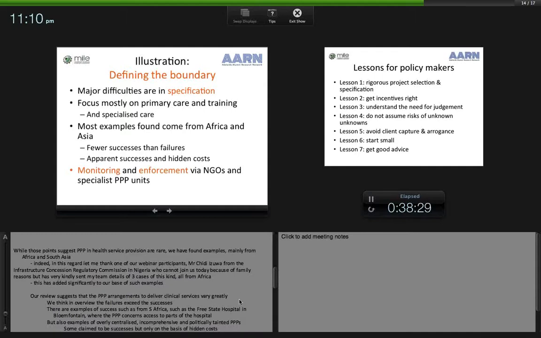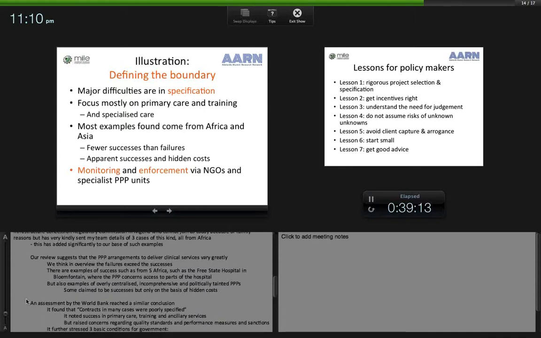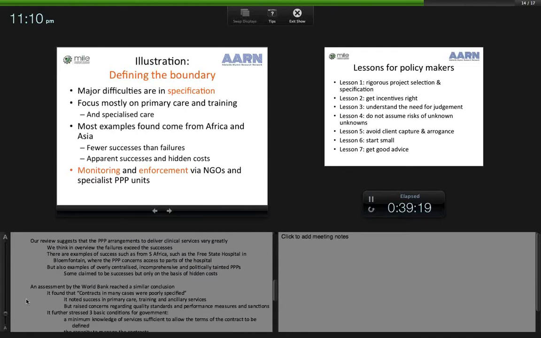But let me give you our overview of our review of these cases, which suggests that the PPP arrangements to deliver clinical services vary greatly. We think in overview the failures do exceed the successes. There are examples of success, such as from South Africa, the Free State Hospital in Bloemfontein, where the PPP concerns access to parts of the hospital, not building the hospital, but operating in parts of a publicly owned hospital. But there are also examples of overly centralised, incomprehensive and politically tainted PPPs. Some claim to be successes, but only on the basis of having hidden costs.